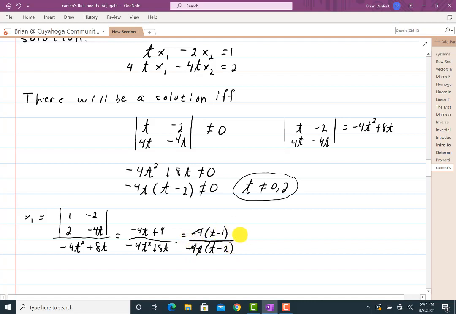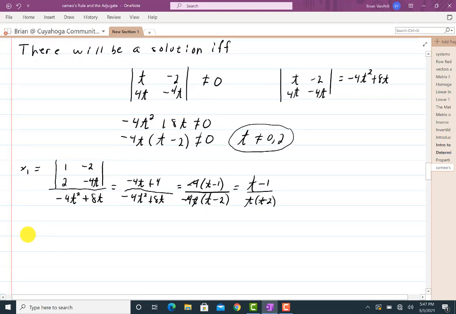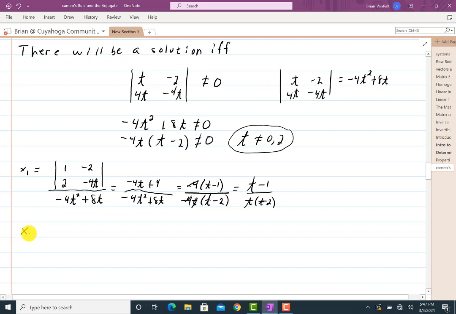I can really only take out the negative 4's, so we get t minus 1 over t times t minus 2. So I guess that's a solution. You kind of see that there's no question that you would not be allowed to have t equals 0 or t equals 2. And then x2, if you were so inclined.